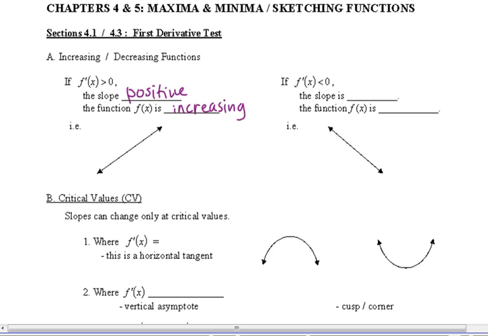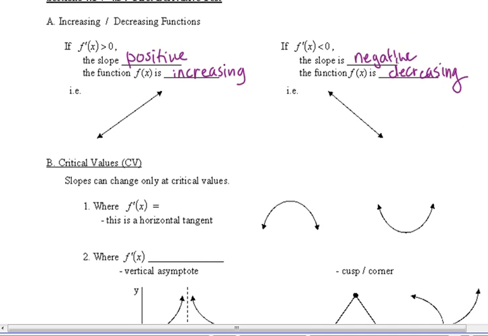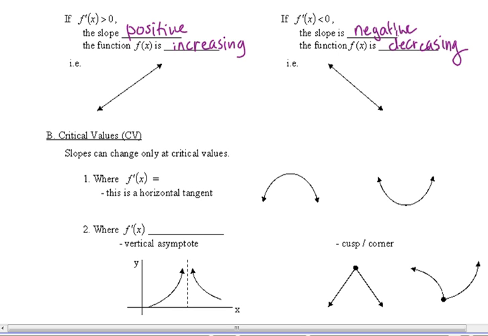Vice versa. If our derivative is less than 0, our slope is negative, and the function is decreasing. So this is a lot of review. Critical values are when we have a horizontal tangent, right? When our derivative equals 0.